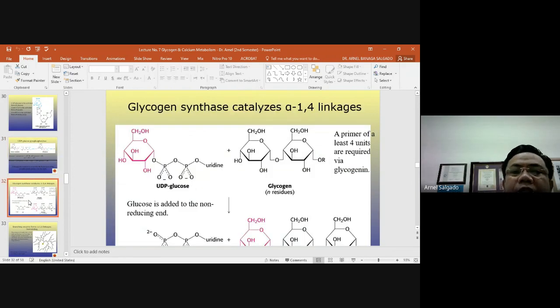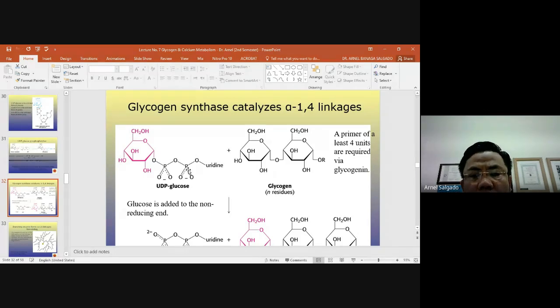Moving forward, let us look into the catalysis of glycogen synthase using alpha 1,4 linkages. This is what we know coming from the more active glucose, that is uridine diphosphate glucose. This is a molecule of uridine, and this is glucose plus 2 phosphates. That's the reason why we call it diphosphate. The whole molecule is uridine, and this is your glucose. Plus, we are going to come out with the residue that is glycogen.